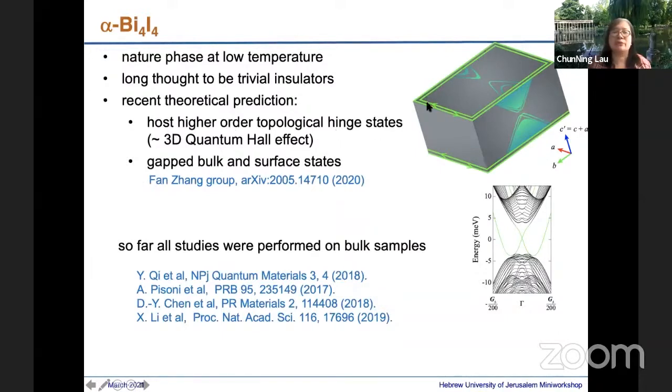So what are higher-order topological states? Basically, this is a 3D crystal. If I take the surface of the crystal, there is the surface state. Now we have a surface of a surface, right?